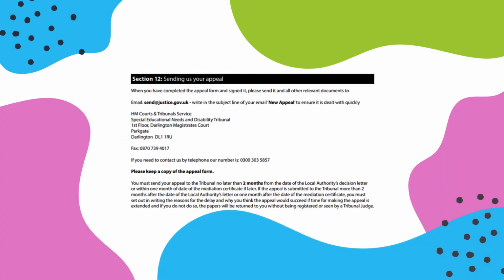Section 12 has information of how to send the paperwork. This can be done via post or via email. If the parent, carer, or young person wishes to email the paperwork, they will need to do so to the email address on screen, and in the subject box, they must write "New Appeal." For both post and email, all documents on the checklist in Section 10 must be sent for the appeal to be lodged.